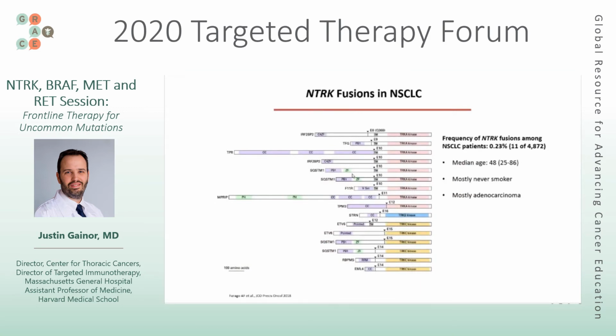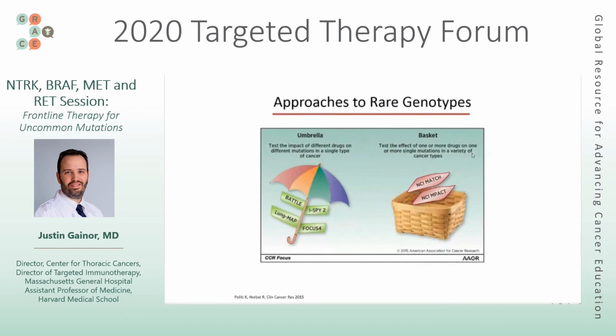So this shows you the frequency of NTRK fusion. This is looking at over 4,000 patients tested, finding only 11. So the frequency is 0.23%. And these were all the different fusions, naming the different genes that come together. So many, many different types. But it's really important to still test for this, because as you'll see in the next few slides, when you find it, it can be transformative for the individual patient. These NTRK fusions are most commonly found in never smokers, patients pretty young, so 48, and with adenocarcinoma.